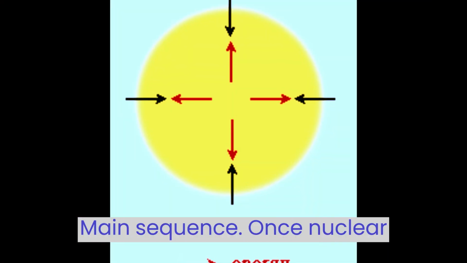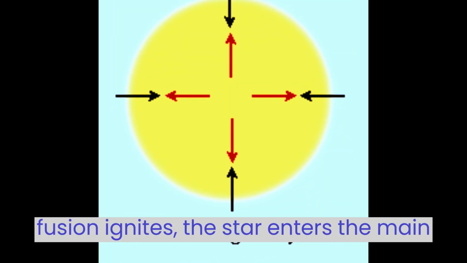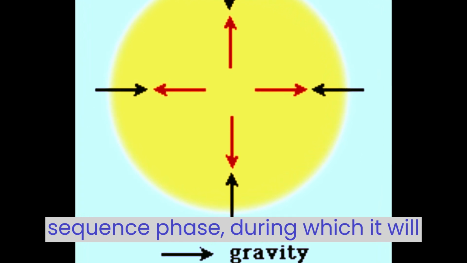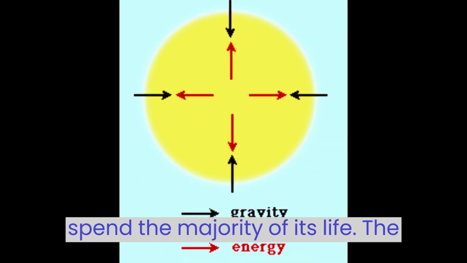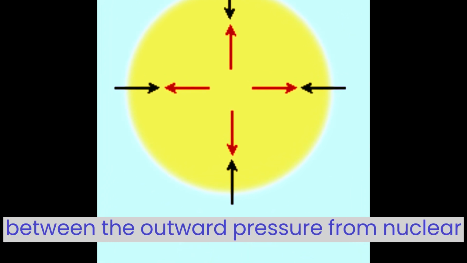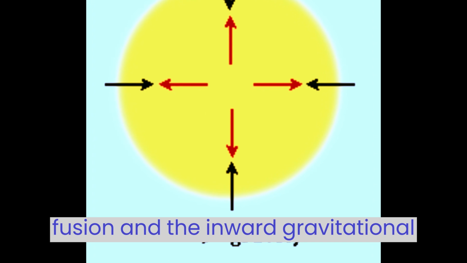Main sequence. Once nuclear fusion ignites, the star enters the main sequence phase, during which it will spend the majority of its life. The star achieves a stable equilibrium between the outward pressure from nuclear fusion and the inward gravitational force.